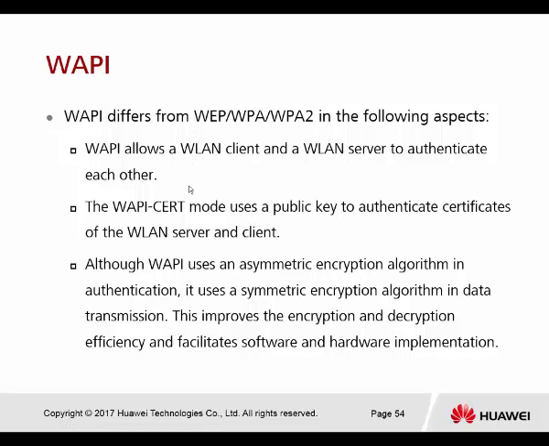So WAPI is different from WEP, WPA, and WPA2. WAPI allows the WLAN client and the WLAN server to authenticate each other. They can authenticate on both sides. It's not only one-side authentication. The WAPI certificate mode uses a public key to authenticate the certificate of the WLAN server and the client. Although WAPI uses an asymmetric encryption algorithm in the authentication, it uses a symmetric encryption algorithm in the data transmission. They have two different types of encryption algorithm. So this improves the encryption and decryption efficiency and facilitates the software and hardware implementation.